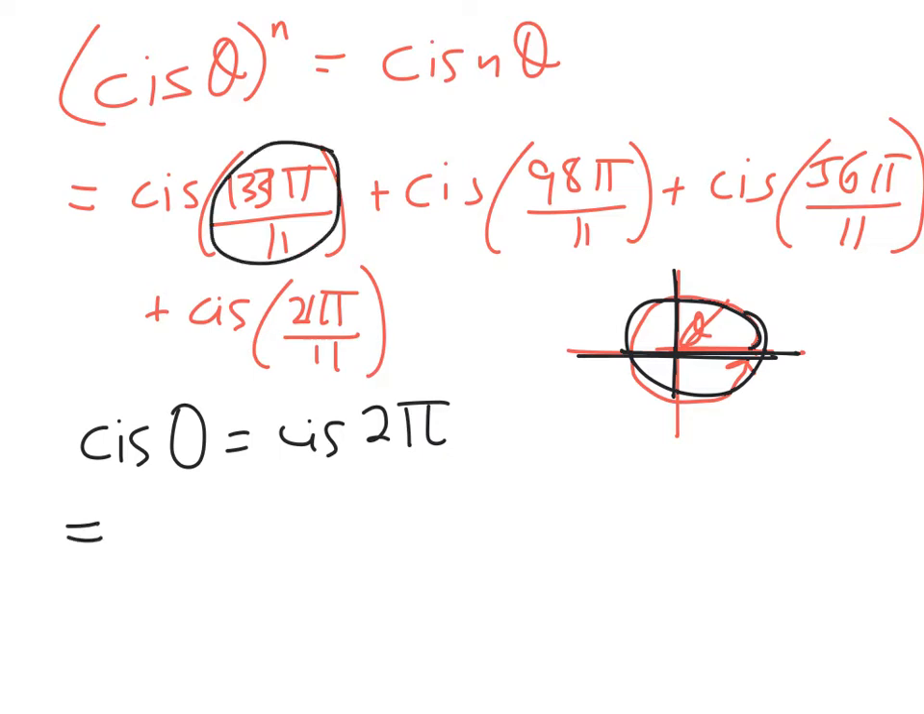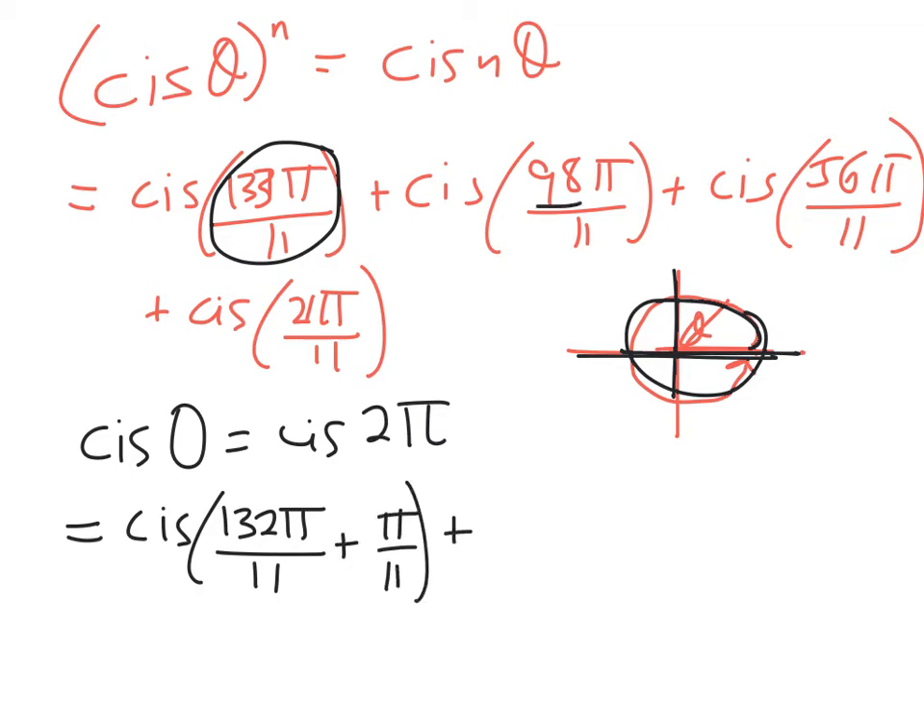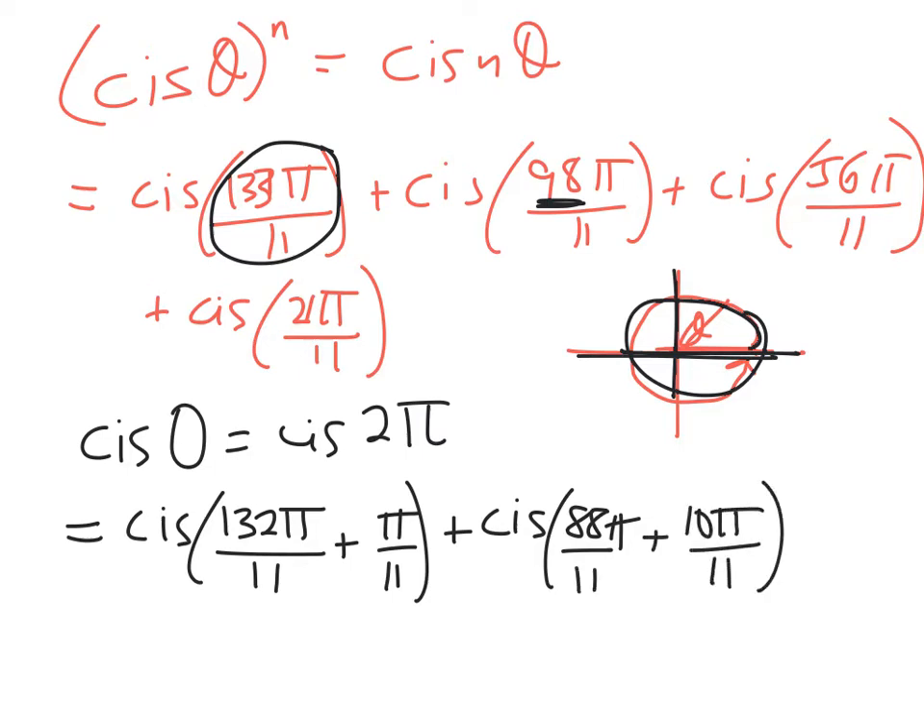So looking at 133 pi over 11, that's equal to cis of 132 pi over 11 plus pi on 11. The next one, 98, is equal to cis 88 pi on 11 plus 10 pi on 11. Now I know I'm going to run out of room.